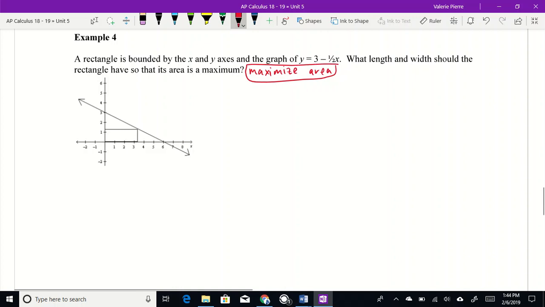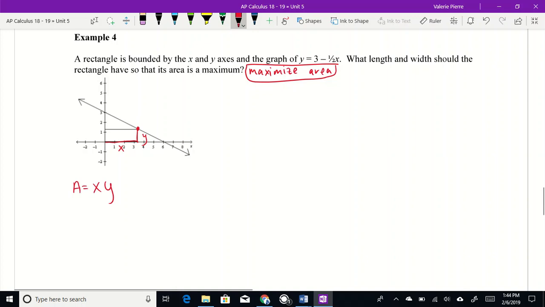Okay, so we know the rectangle is bound by the x and y axis. So we'll just label the sides of the rectangle x and y. And there's going to be some point on this graph where we have maximized the area of this rectangle. So we know area of a rectangle is equal to length times width, so x times y.